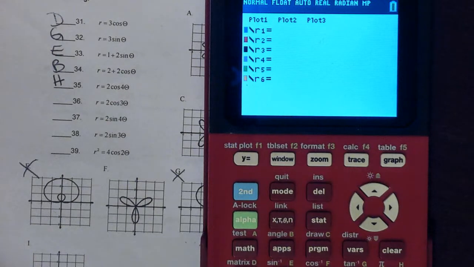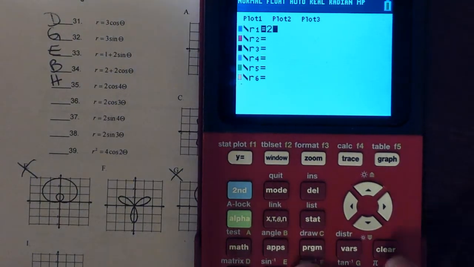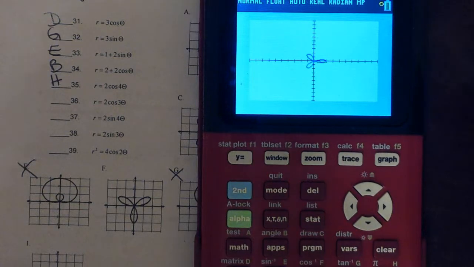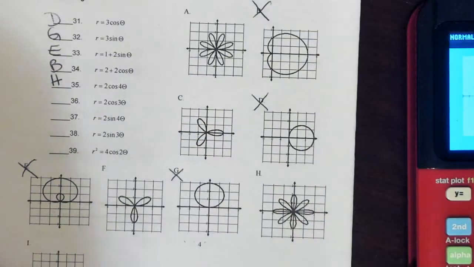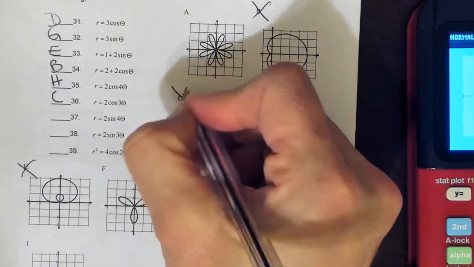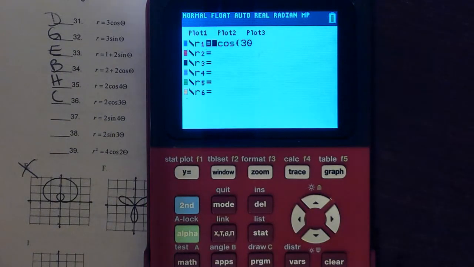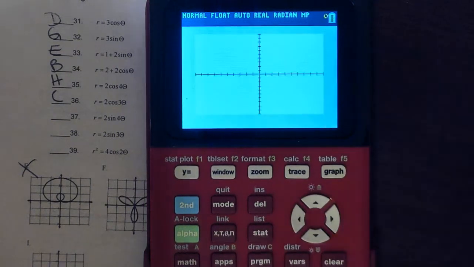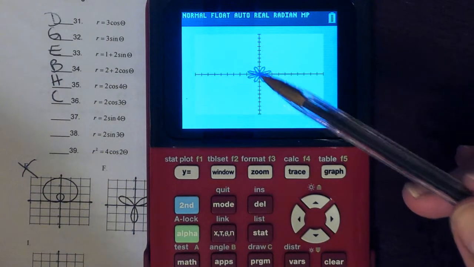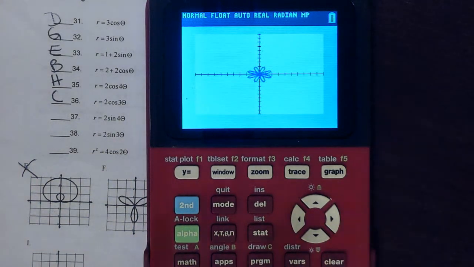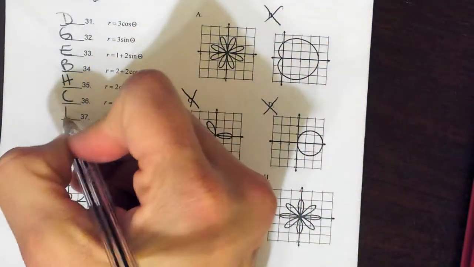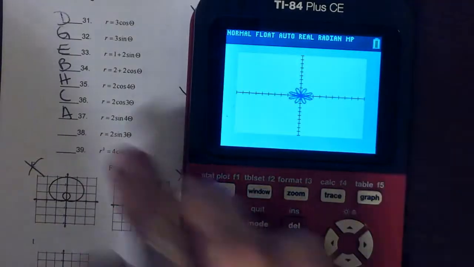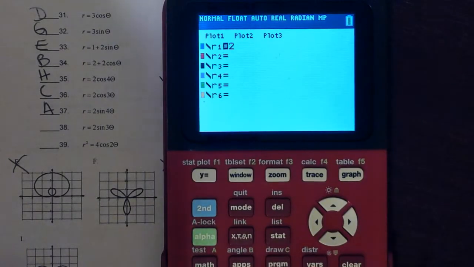Okay, the next one is 2 cosine 3 theta. And this is where I have a petal on the X and the other two are not. So if I look at what I got here, that's letter C. And we got 2 sine 4 theta. This is my other rose, but this time you'll notice that my petals are diagonal to the X and Y. They're slanted, they're like 45 degrees. They never actually touch the X and Y, which happens to be A. Okay, 38, we have 2 sine 3 theta.